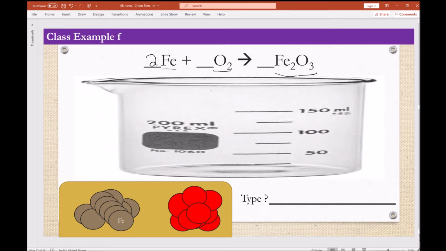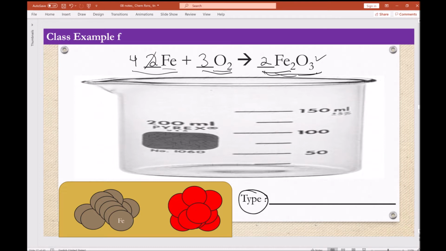What is a common number for 2 and 3? That is 6. So we're going to put a 3 in front of oxygen to make 6 oxygen atoms, and we'll put a 2 in front of iron oxide to have 6 oxygen atoms. But now I've changed my quantity of iron atoms to 4, so I need to come up here and change this to 4. Now we check our work. 4 iron, 6 oxygen, 6 oxygen. Our equation is balanced.